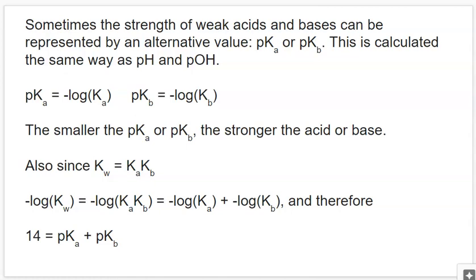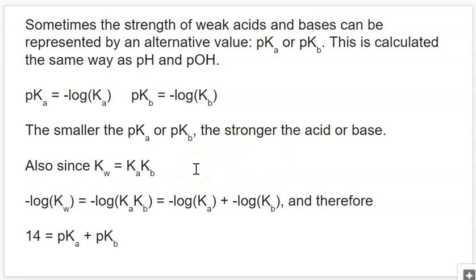And sometimes the strength of weak acids and bases can also be represented by an alternative value called pKa or pKb. And like we saw with pKw earlier, this is calculated the same way as pH or pOH. Basically, anything that has the little p in front of it means you negative logged something. So pKa is equal to the negative log of Ka, and pKb is equal to the negative log of Kb. And these values, the way they're used, the smaller the pKa or the smaller the pKb, the stronger the acid or base, much like we know the bigger the Ka or the bigger the Kb, the stronger that acid or base.